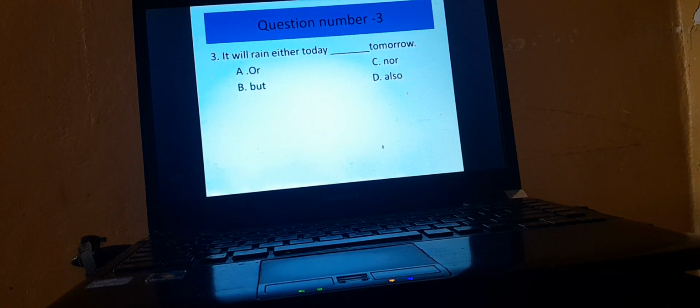Question number 3. It will rain either today, blank tomorrow. This question is related to the correlative conjunction. Which word is inappropriate to be filled in the blank space? A, or. B, but. C, nor. D, also. Try to think over this question and give the correct response.